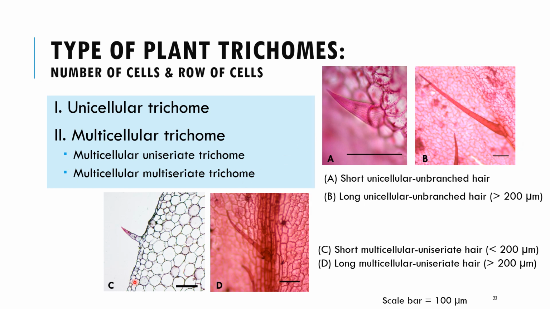And in figure C and D, you can see this trichome is a multicellular trichome because it consists of more than a single cell, here 1, 2, 3. And it is unicellular because all the cells occur here in a single row, while the multicellular having more than one vertical row of cells.